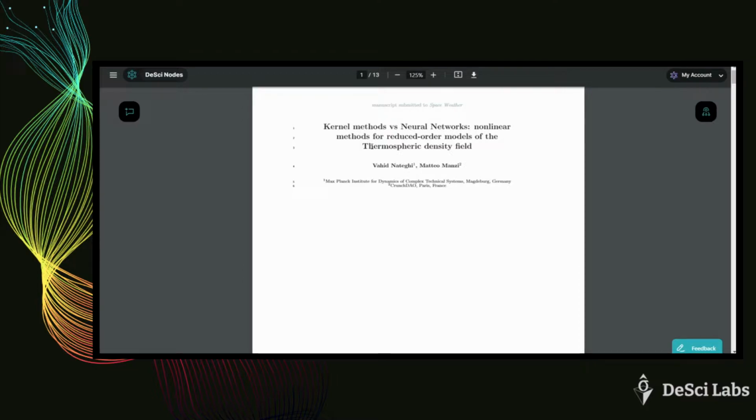So the work that I'm going to present today is called Kernel Methods vs Neural Networks, Nonlinear Methods for Reduced Order Modeling of Thermospheric Density Field. This is the second work in this context that I'm working on. The first work was to briefly introduce the whole pipeline of the project, and this one is specifically about one part of the project.